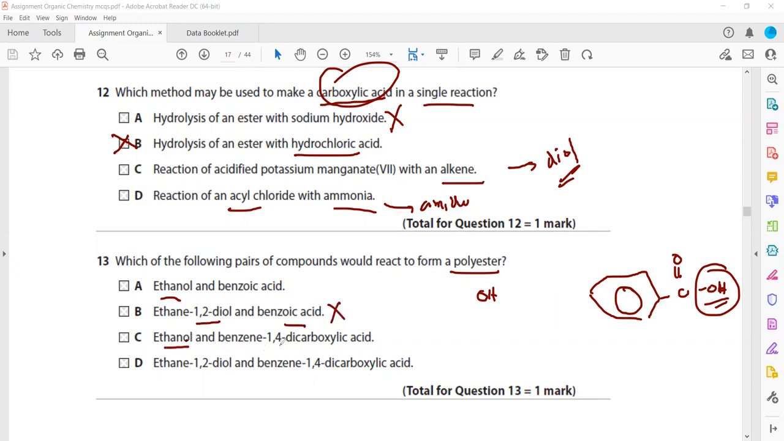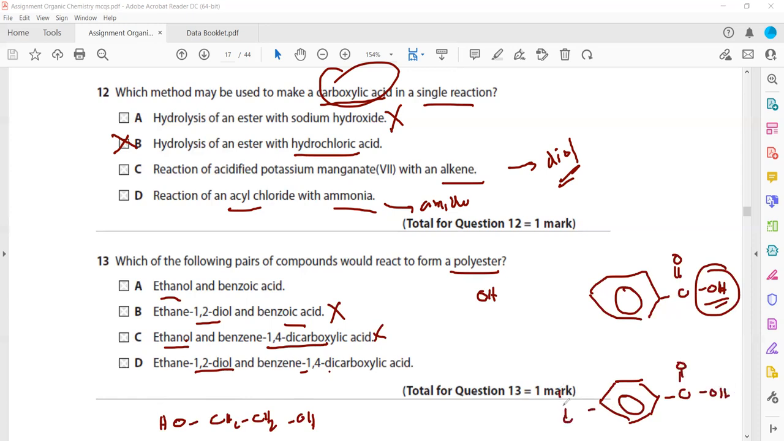Ethanol on one side and benzene-1,4-dicarboxylic acid is correct, but ethanol has only one OH group, so it won't react. Ethane-1,2-diol means you have two carbon atoms in between, and both sides have an OH group. And 1,4-dicarboxylic acid, what does it mean? Benzene-1,4-dicarboxylic acid means the benzene ring is there, and both sides have a carboxylic acid.